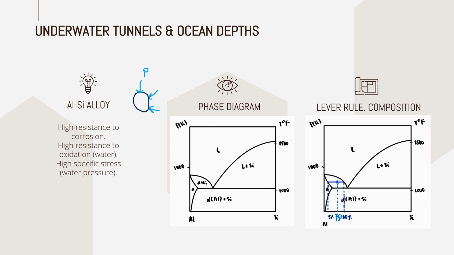In this case, we have different phases. Here we have the alpha phase, liquid phase, and this would be silicon. Okay, this line right here. And we've got those intermediate phases like alpha plus liquid, liquid plus silicon, and finally alpha plus silicon.